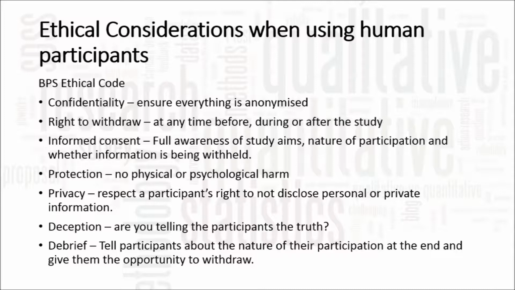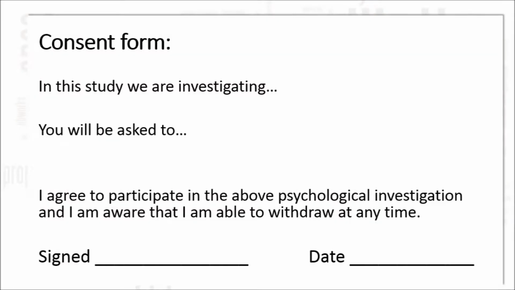Having examined the ethical issues, we can now look at how to create the consent form and debrief form. The consent form is given to the participants at the start of the study. It tells them what we are investigating, what they are going to be asked to do, and it will basically give them the opportunity to agree to participate in the research. They will sign and date this form and then give it back to you. It will also tell them that they are able to withdraw at any time.